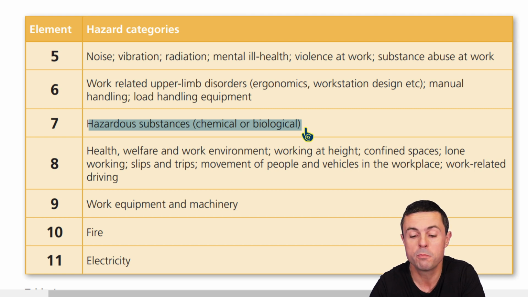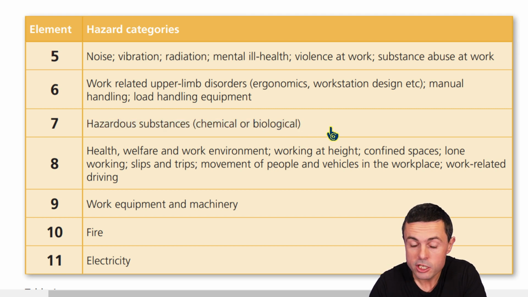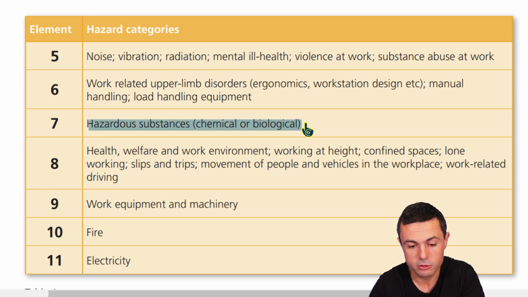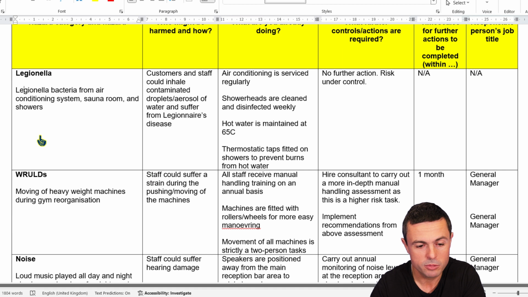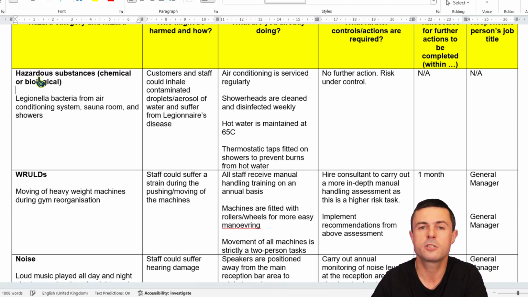Legionella is one of the biological hazards. We don't write Legionella, we write down hazardous substances, chemical or biological. You know what I'm going to do? I'm going to copy and paste it. Will it let me copy and paste it? Yay! Copy and paste worked. Fantastic. Fixed. That is now fixed.